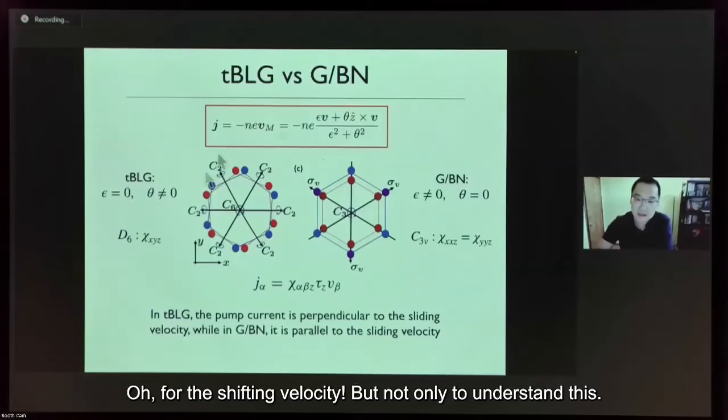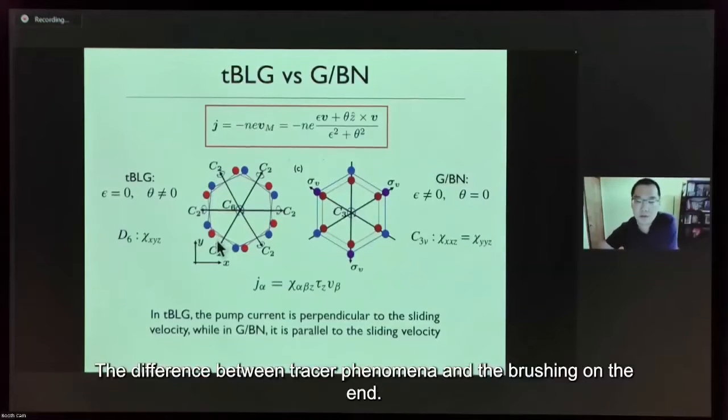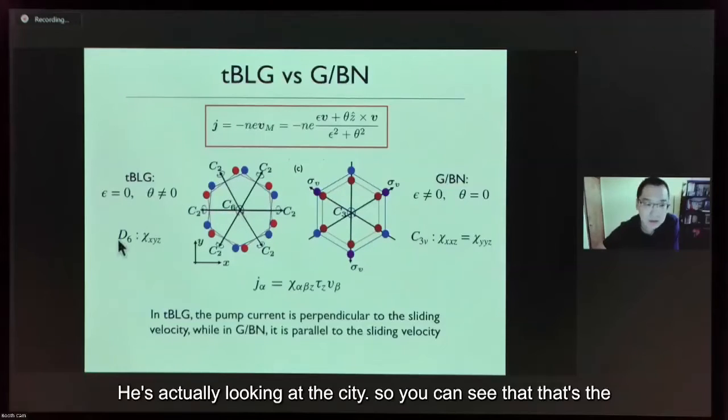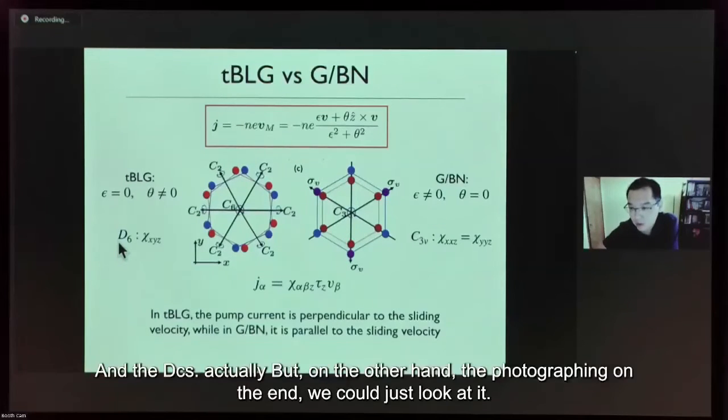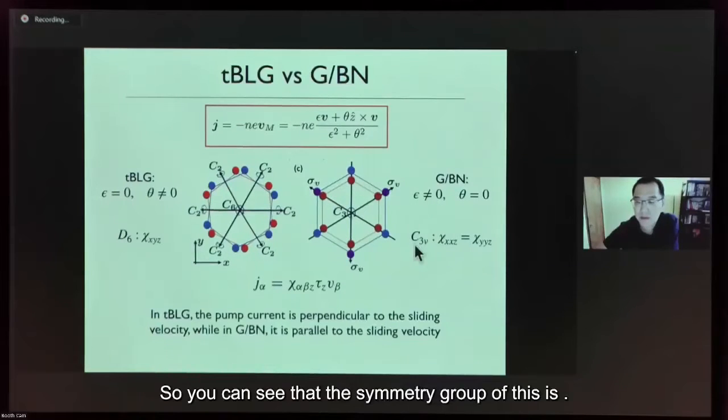Another way to understand the difference between twisted bilayer graphene and graphene on BN is by looking at the symmetry. If you consider twisted bilayer graphene, its symmetry group is given by D6, and the D6 actually allows an XYZ component. But on the other hand, for graphene on BN, if you look at, say, this is graphene, and this outside is BN, you can see that the symmetry group of this is actually C3V.